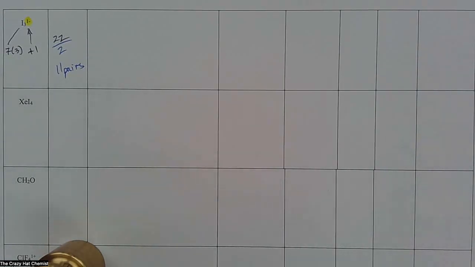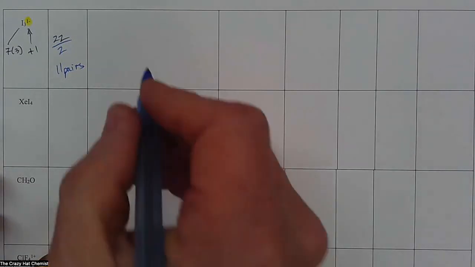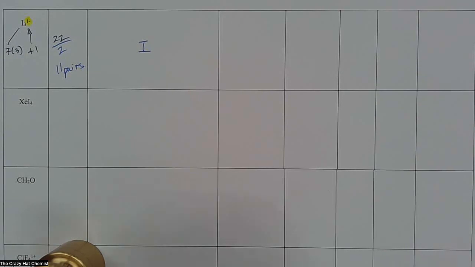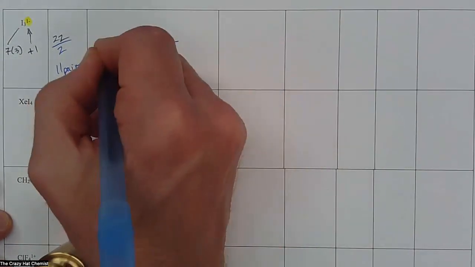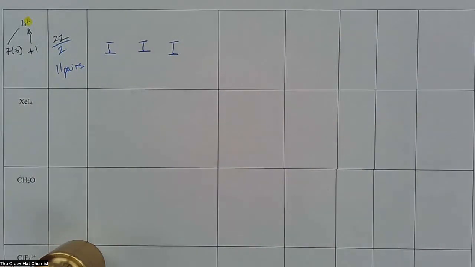So the least electronegative goes in the middle, but never hydrogen. That's my rule. But it just so happens that I just have three iodines, so I don't really have a choice here. So I'm going to have to place an iodine right in the middle there, and then I'm going to place the other iodines surrounding that just like such.